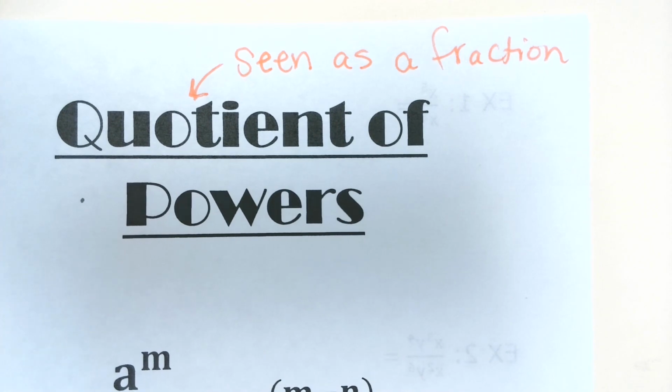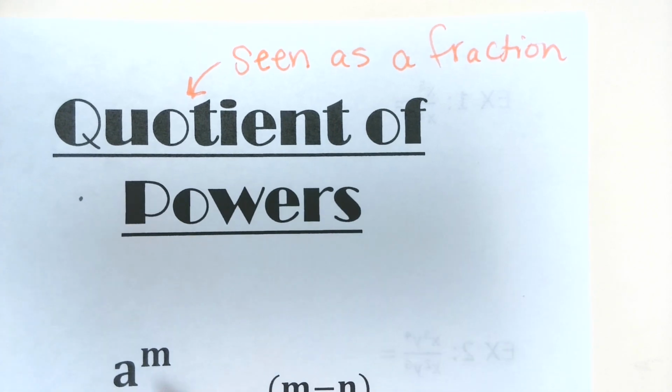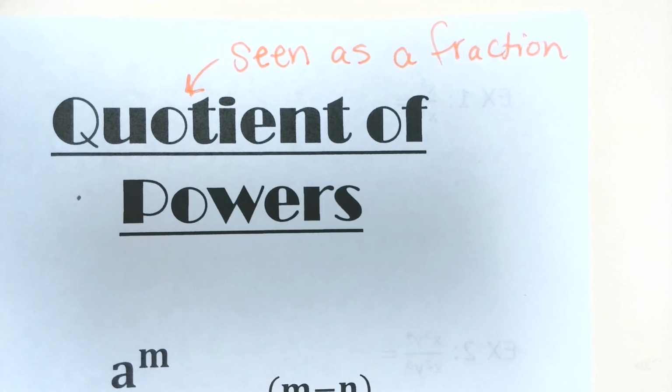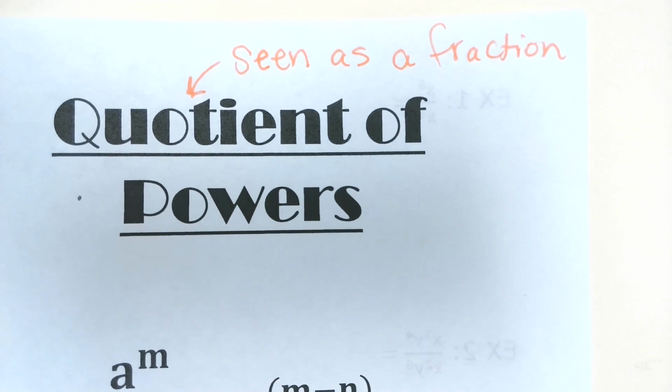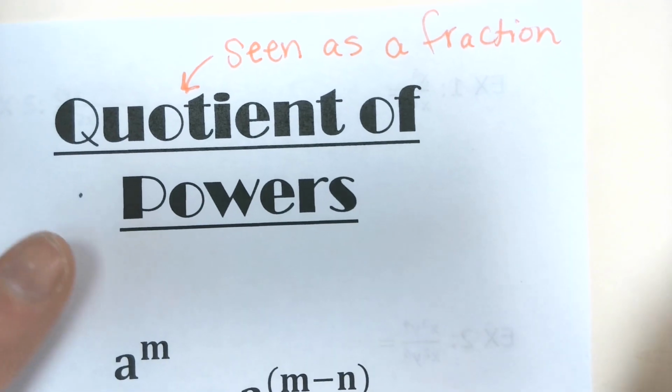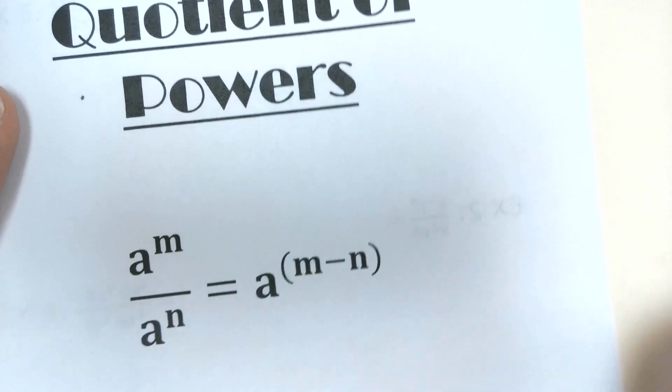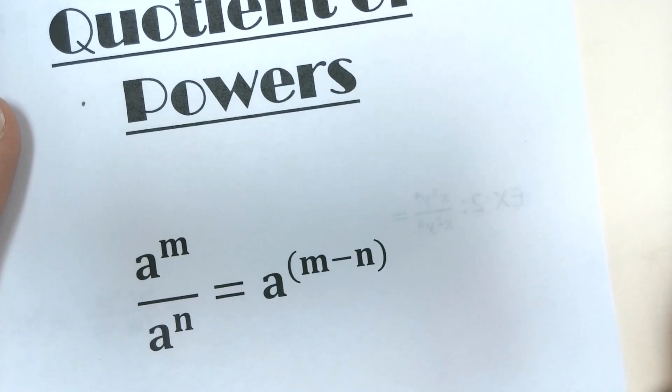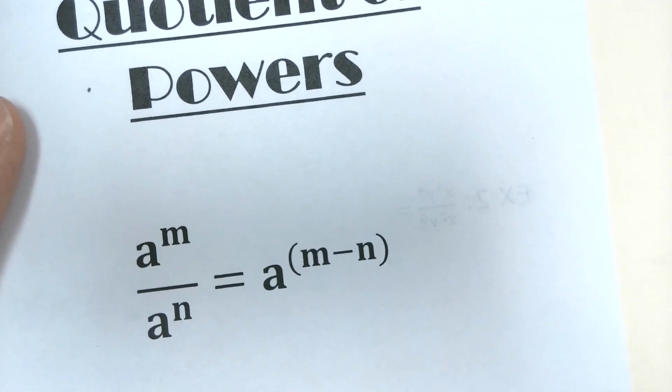So when we have a fraction and you have like bases, you're going to subtract them. Remember with multiplying, we added them. Like bases, when you're multiplying, you add them. So the opposite of adding would be subtract. The opposite of multiplying would be dividing. So when you're dividing like bases, you are going to subtract your exponents.